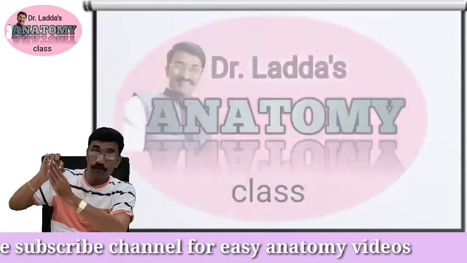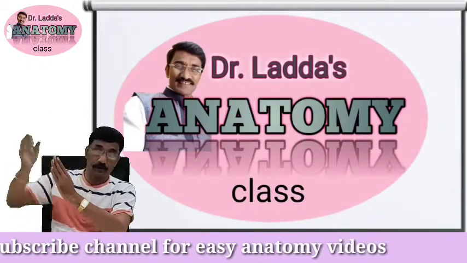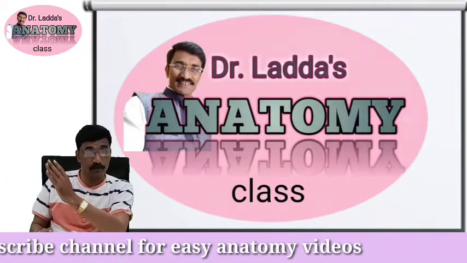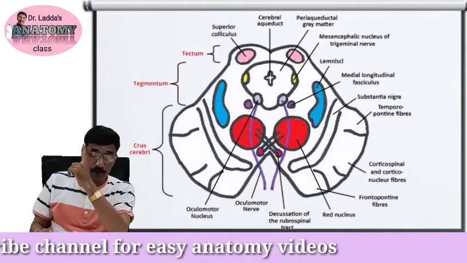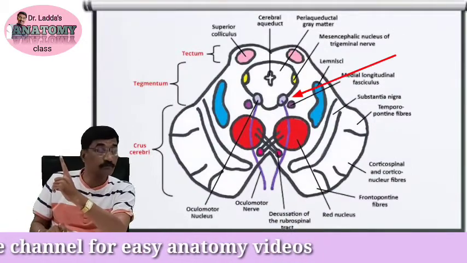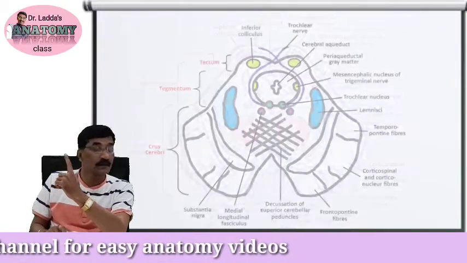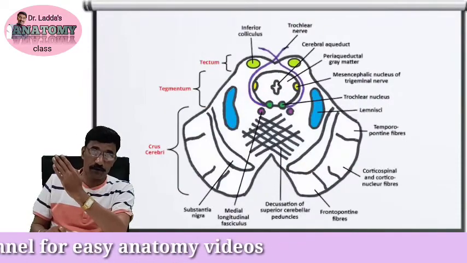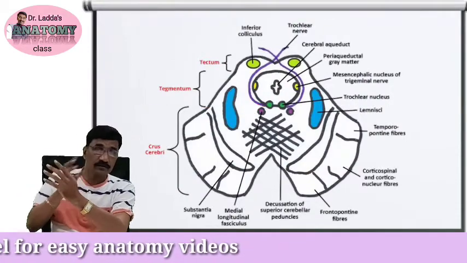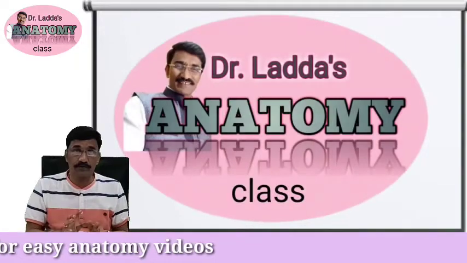Again, 3 for the superior colliculus, meaning the nucleus for the oculomotor nerve is at the level of the superior colliculus, and the nucleus for the trochlear nerve is at the level of the inferior colliculus. So just by discussing, we are getting the points.